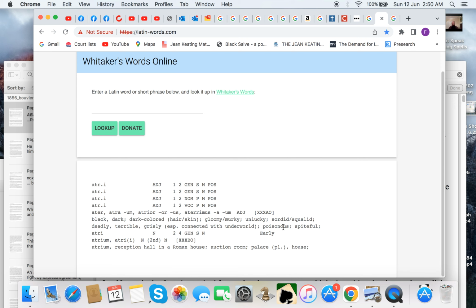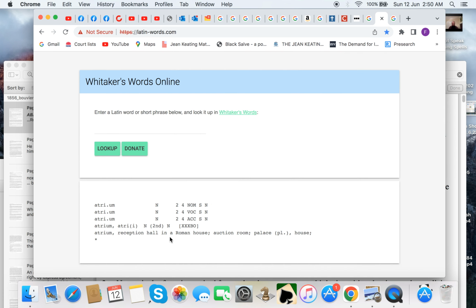Connected to the underworld, poisonous, spiteful. Roman house, auction room. Atrium. Atrium. Reception hall, Roman house. Just doesn't give you the route.